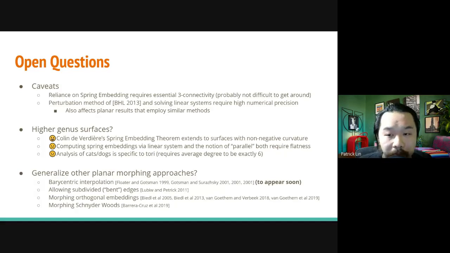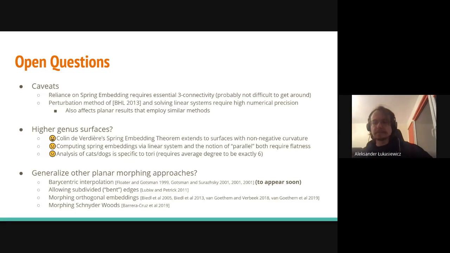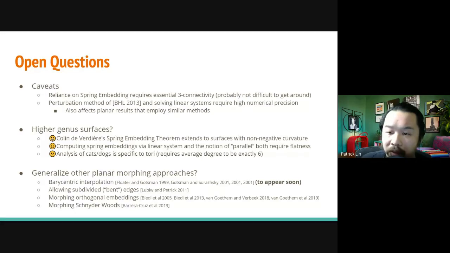So I'll answer that in two parts. One is this barycentric interpolation method. We can actually use it to simplify the planar results already, so we don't have to deal with this perturbation method at all. But the problem is that it still involves solving linear systems, so we still have this high numerical precision issue. But it looks significantly better, at least if you're thinking about this from a visualization point of view.